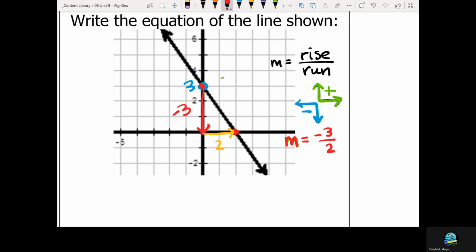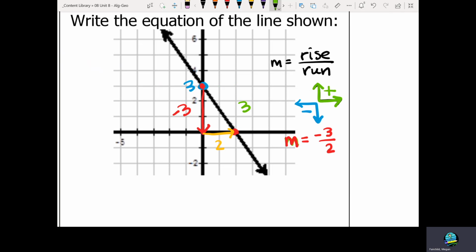Questions about that? Why didn't you count both from the point? Like one of them was counting down from the point, and one of them was counting to the right to the point. Well, I start at one point and I have to get to the other point. You can go from either point to the other point. If I went from the bottom one up here, this would give me 3 over -2, which is the same as -3 over 2. Does that answer your question?